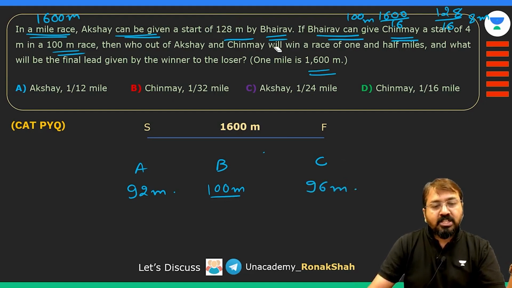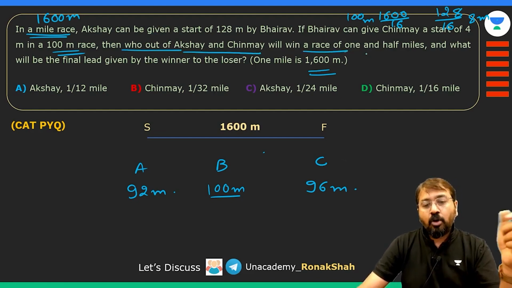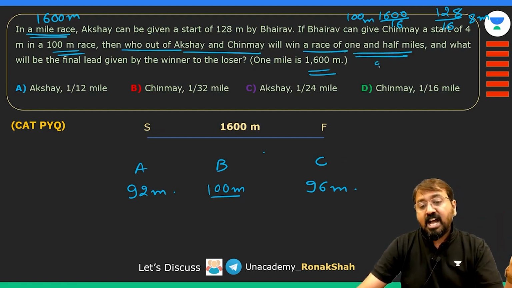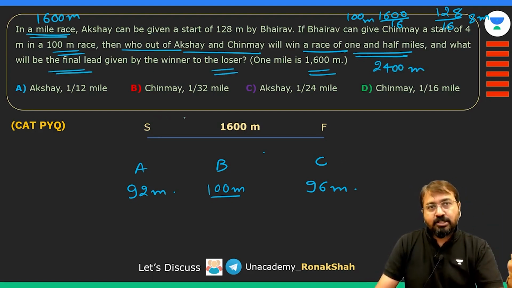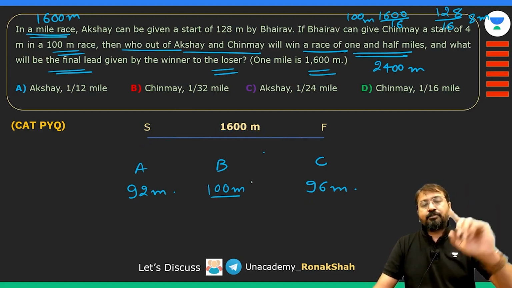So what is our question? Now let's look at the question. The question is, then who out of Akshay and Chinmay will win a race of 1.5 miles? 1.5 miles means 2400 meter. And what will be the final lead given by the winner to the loser? So by how many meters, in fraction or in terms of miles, will the winner beat the loser? As we can easily make out, between Akshay and Chinmay, definitely Chinmay is faster. So Chinmay will win the race, and the race this time is of 2400 meters.